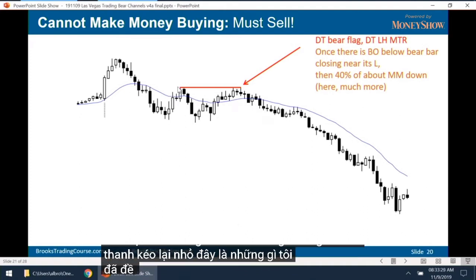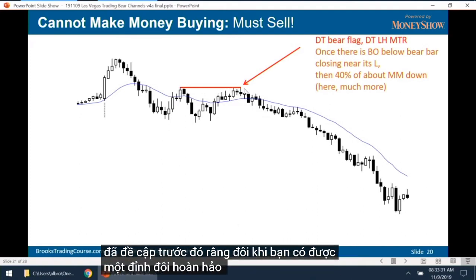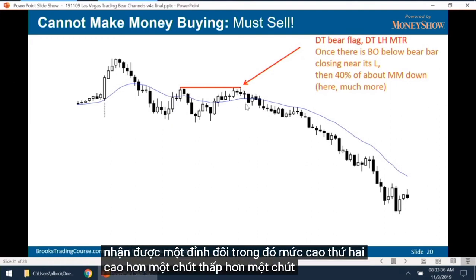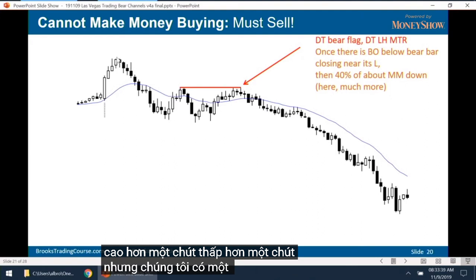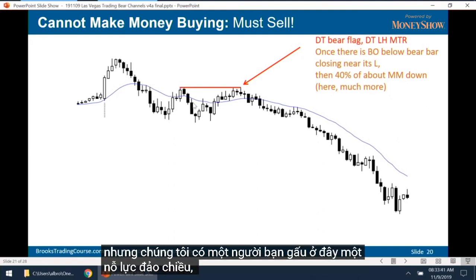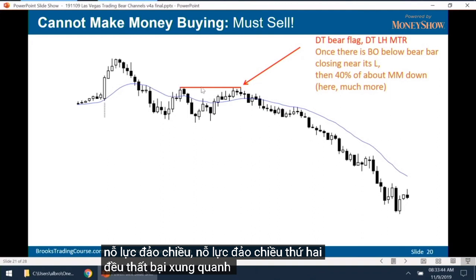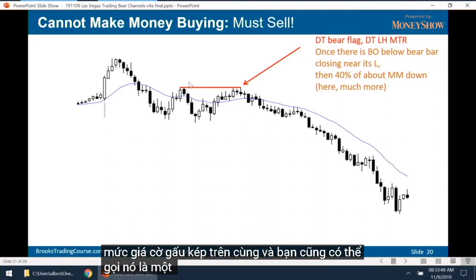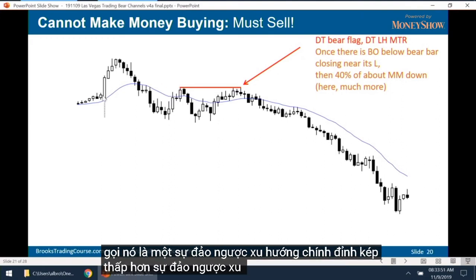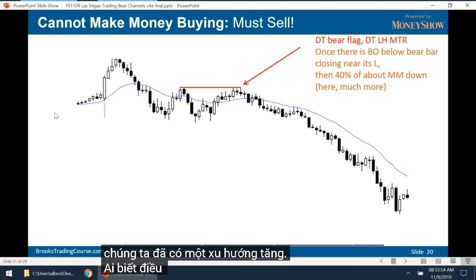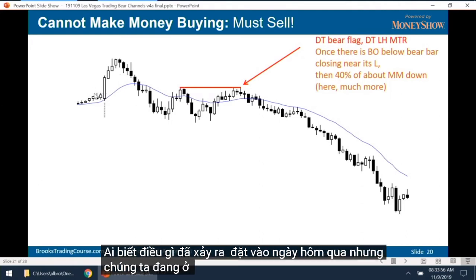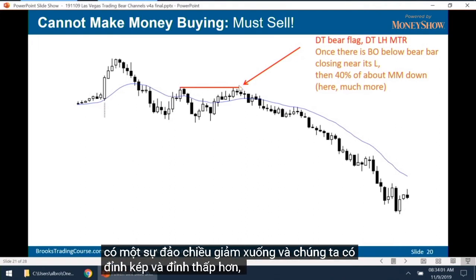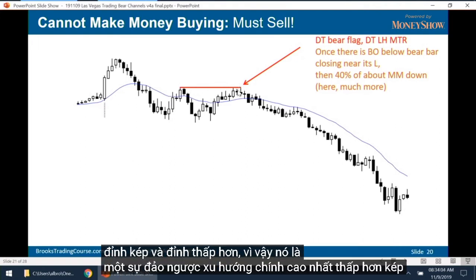This is what I mentioned earlier, that sometimes you get a perfect double top. Sometimes you'll get a double top where the second high is a little bit higher or a little bit lower. But we have a bear trend here, a reversal attempt, a second reversal attempt, both failing around the same price, double top bear flag. And you could also call it a double top major trend reversal, lower high major trend reversal. We had a bull trend. Who knows what took place yesterday, but we're above the moving average. And we have a reversal down, and we have a double top, and it's a lower high. So it's a double top, lower high major trend reversal.